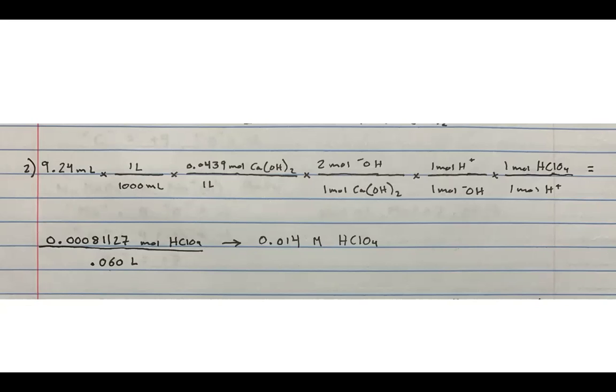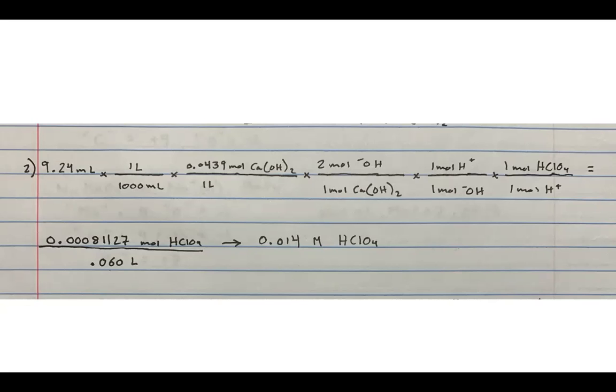When you actually put it into the calculator, it comes out to 0.0135, I believe, but rounding brought it to 0.014, which was, I think, option B, maybe option C, but whatever corresponds to that molarity. Does anybody have any questions?